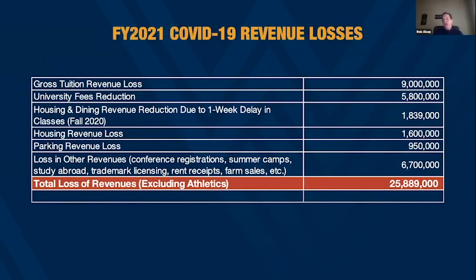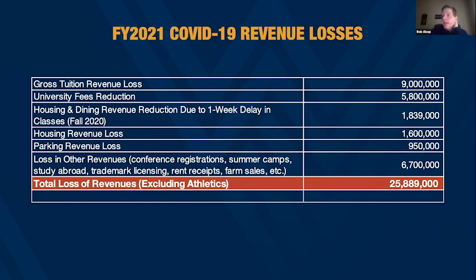You will also note, and this is not as comprehensive, but just to give you an example, that these numbers add up quick. We had intended on probably around a 2% tuition increase. We did not do that. And so we saw a $9 million gross tuition revenue loss, and that will compound each year that we were unable to charge that. We reduced the university fees because students were not on campus by almost $6 million. We had a housing and dining revenue loss by delaying the semester by a week of 1.8 million.